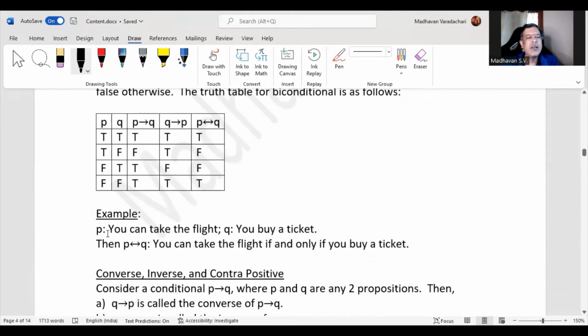Example, let statement P say you can take the flight, and Q, you buy a ticket. When I say P biconditional Q, it means you can take the flight if and only if you buy a ticket.